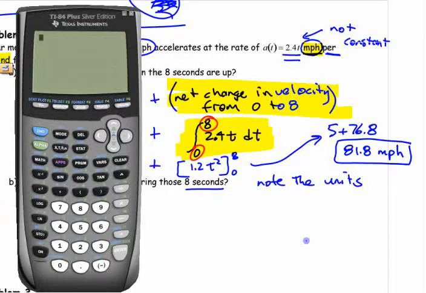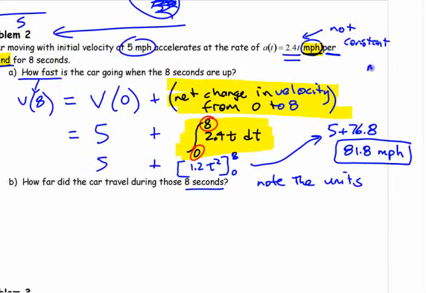The units are miles per hour per second. So when you integrate it with respect to time in seconds, you lose this, right? If your units are miles per hour per second, you've got to use seconds here, right? You have to integrate it with respect to time in seconds. If this was miles per hour, these would have to be hours.